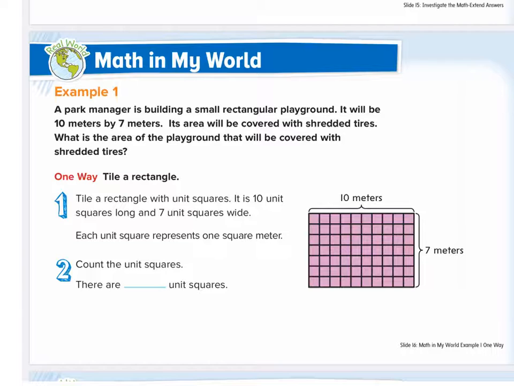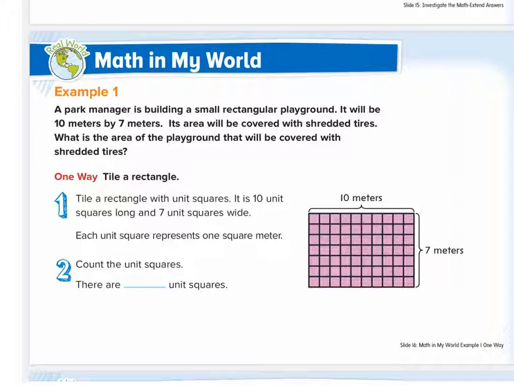Hi guys, here we are for Chapter 13, Lesson 6, Area of Rectangles. Example 1, a park manager is building a small rectangular playground. It will be 10 meters by 7 meters. Its area will be covered with shredded tires. What is the area of the playground that will be covered with shredded tires?